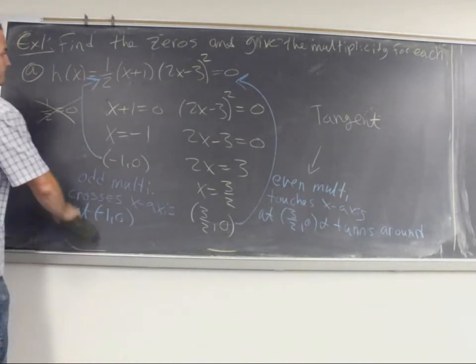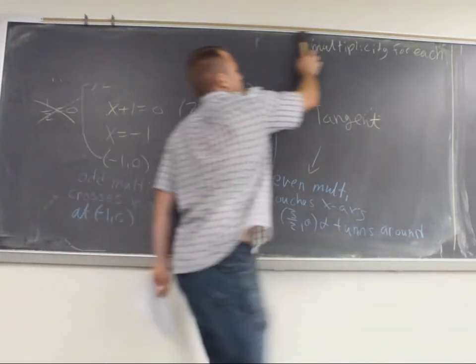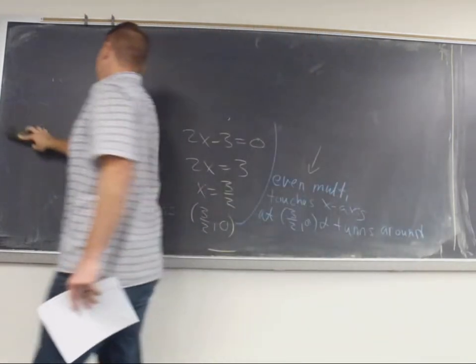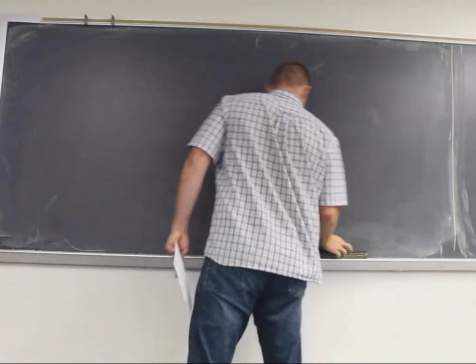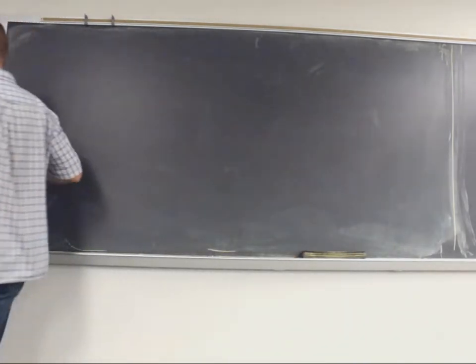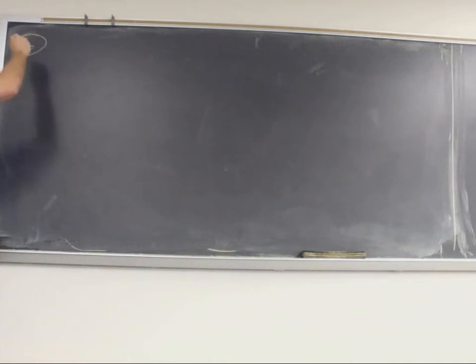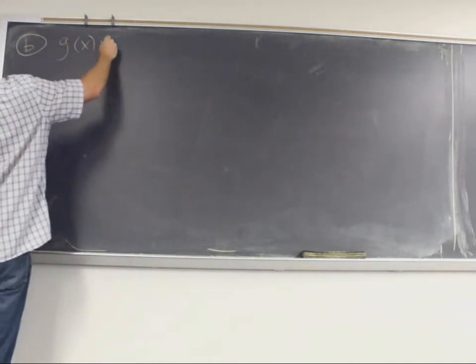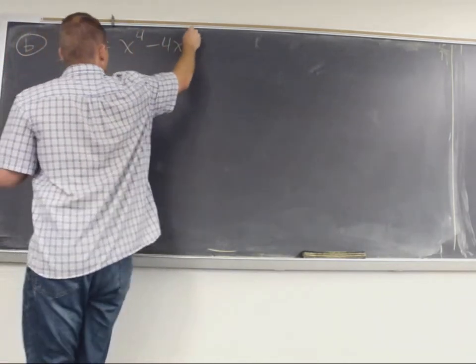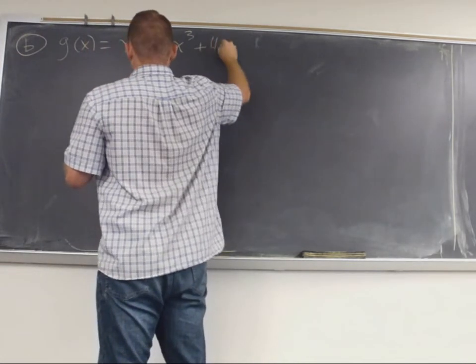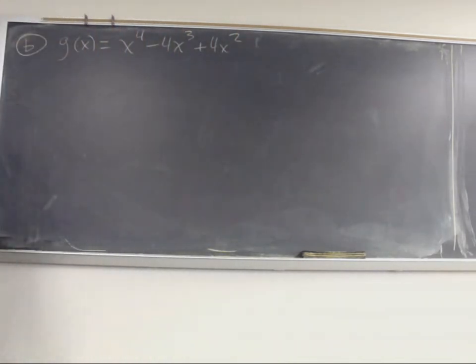Let's look at another example. And I'm going to cheat a little bit here. I'm going to use an example we worked before in the previous lecture, just so I can skip a few steps. So part B, let's say g of x is equal to x to the fourth minus 4x cubed plus 4x squared. So we worked this one in the previous video, and I want to show it here, but I don't want to go through the whole work process, but I guess I will, just so you have completeness.